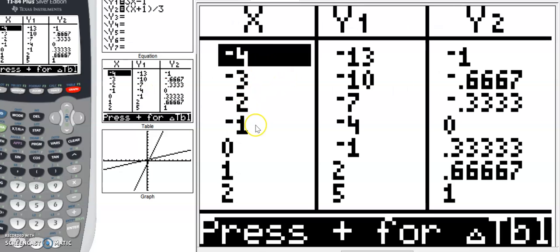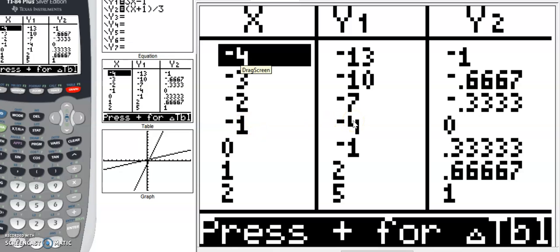Okay, so if I look at the table, remember the relationship between x and y1 is the function. So on the function, there is a point -4, -13. There's a point -3, -10. There's a point -2, -7. And there's a point -1, -4. So let's focus on this point right here. This is the x coordinate, this is the y coordinate.